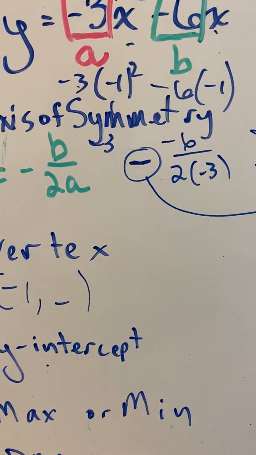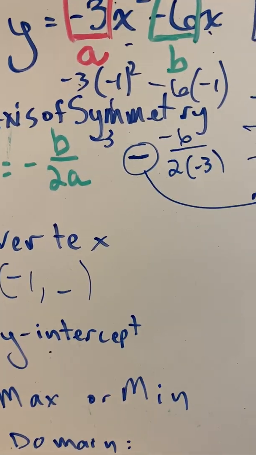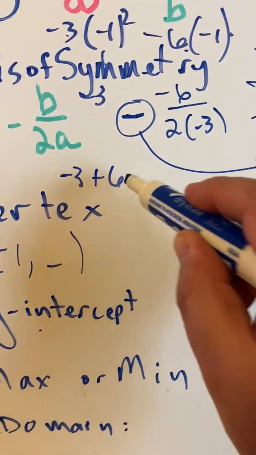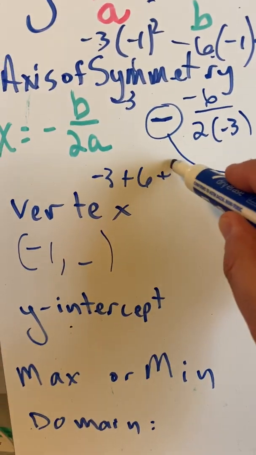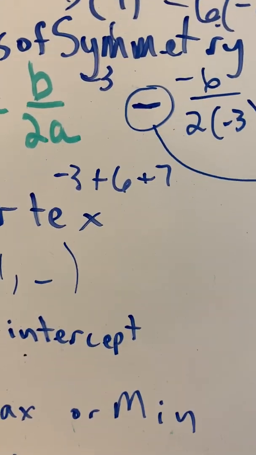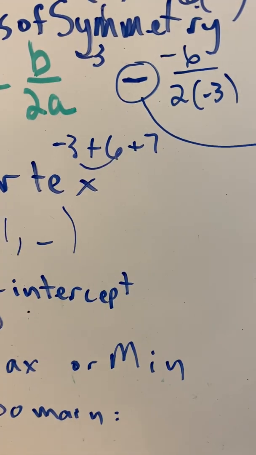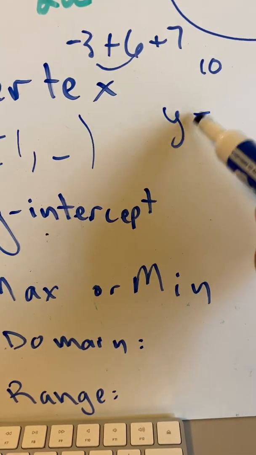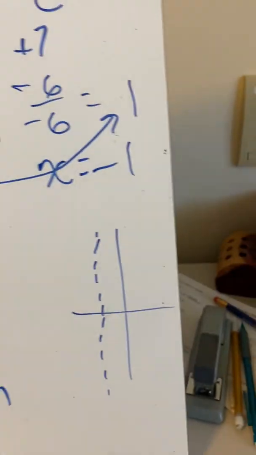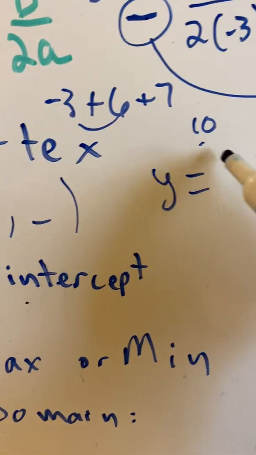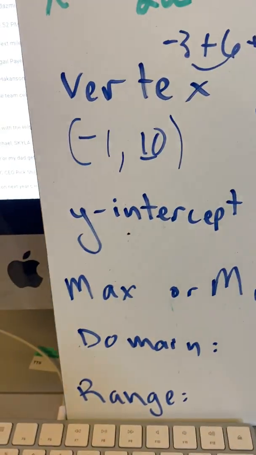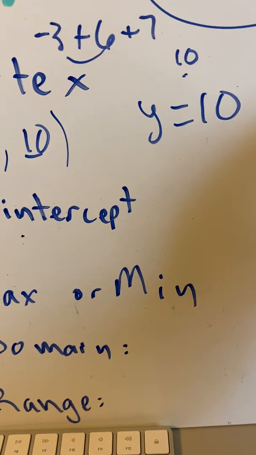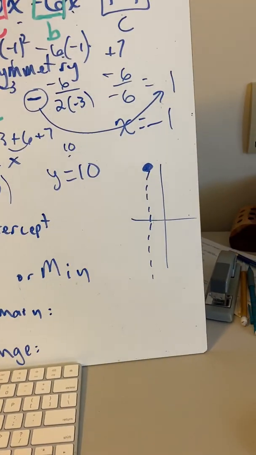Okay, this is going to be sloppy, but I'm following it. Okay. Negative 6 times negative 1 is a positive 6. And then the last part of it is plus 7. Okay, making sense. Negative 3 and 6 make 3. 3 plus 7 is 10. So our y value, if x is negative 1, y is 10. So our vertex for our graph is negative 1, positive 10. So way up here, okay? Like that, way up here.